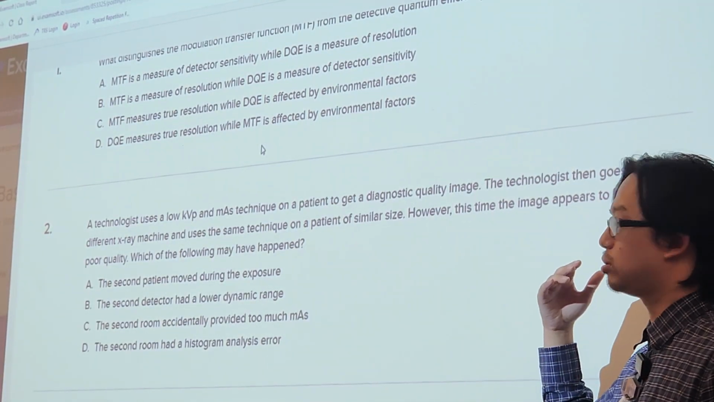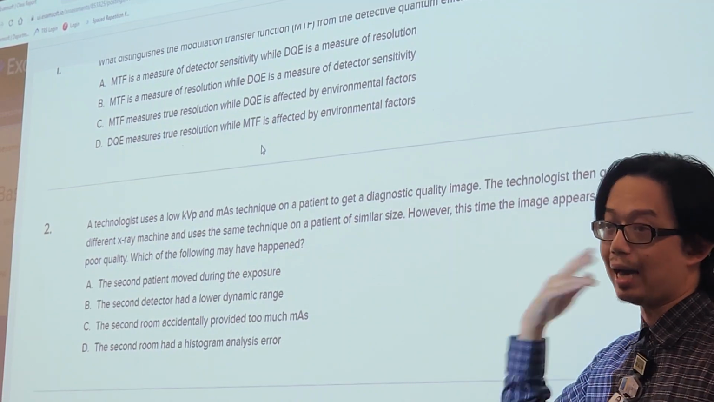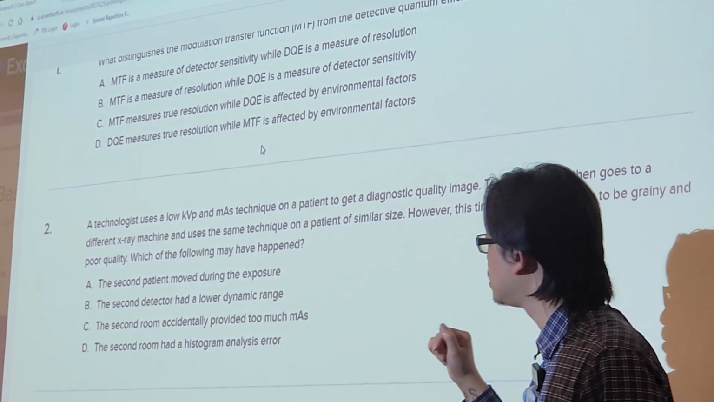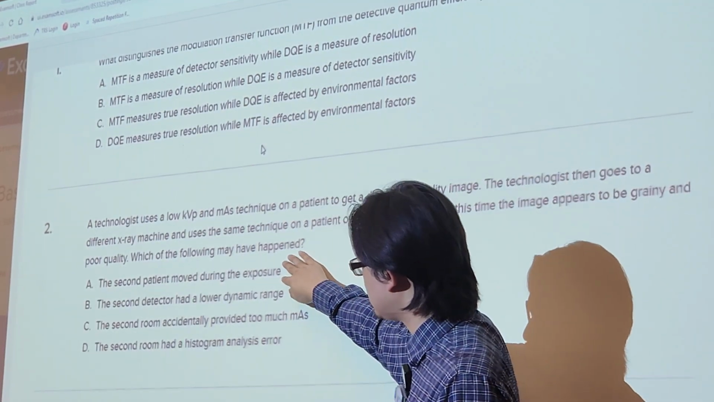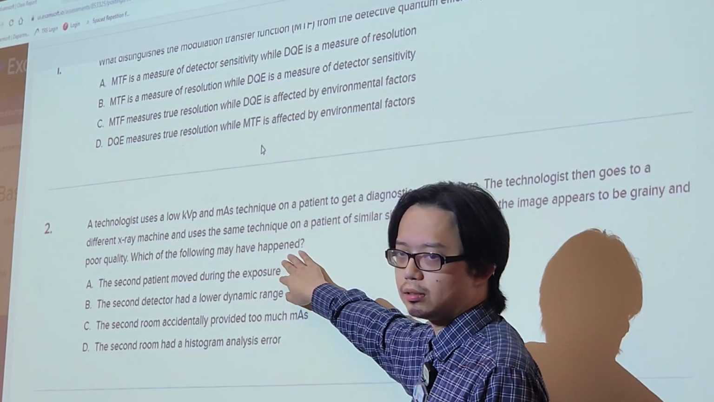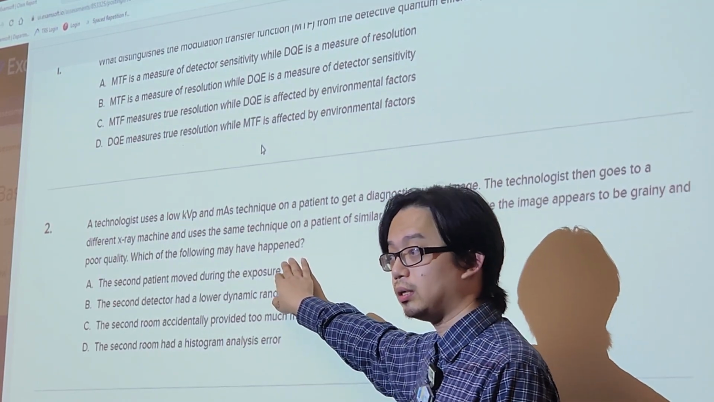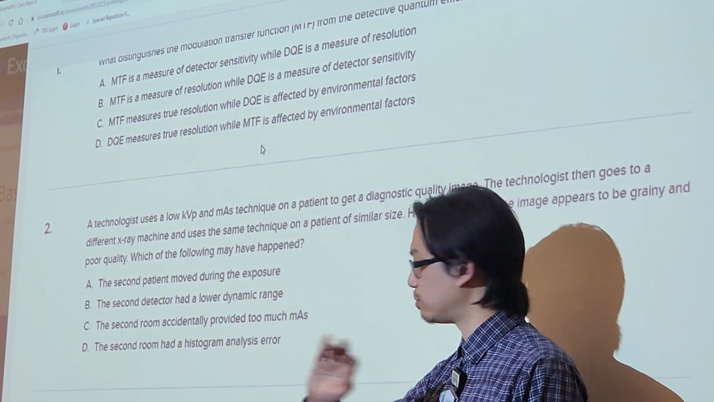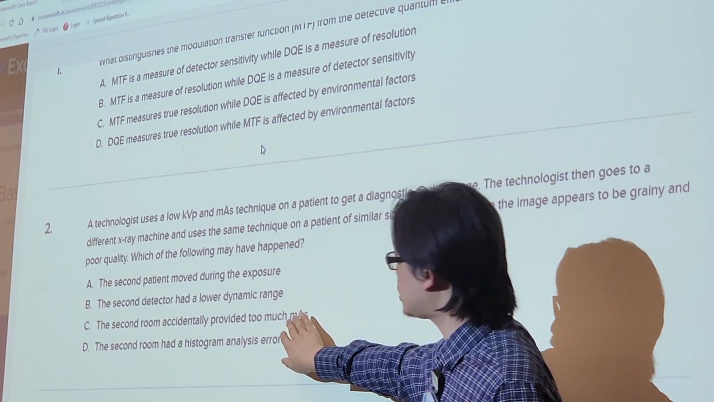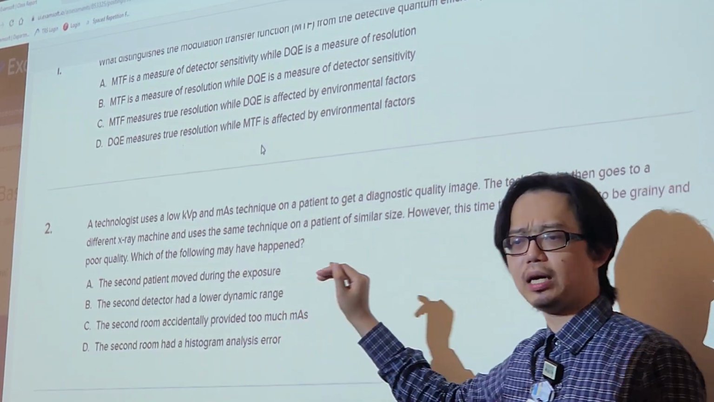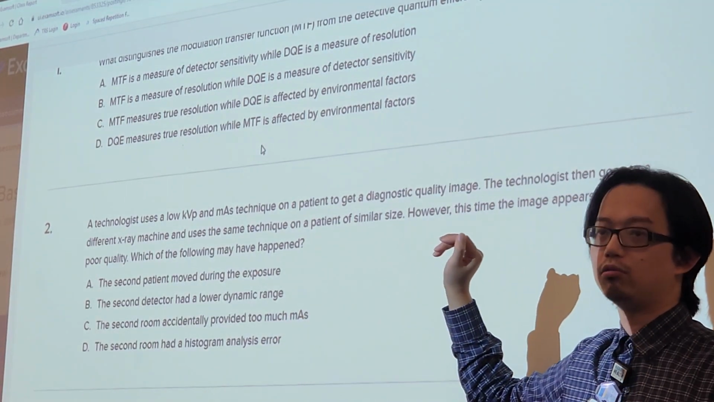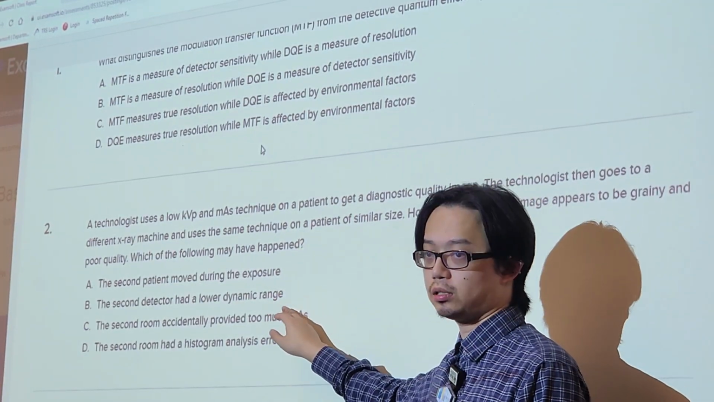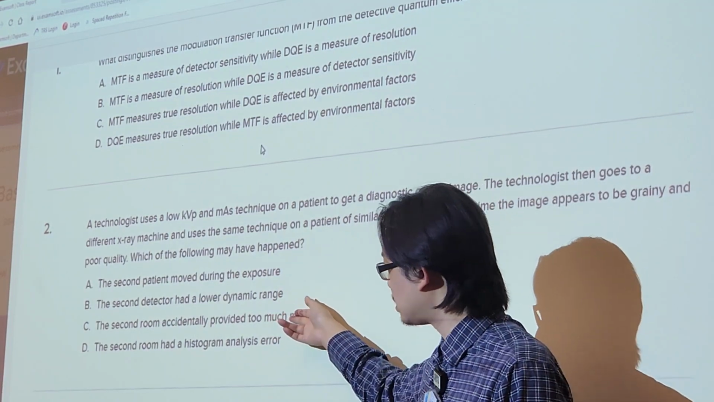Something is happening at the detector, rather than at our KVP and our mass. So, does motion cause quantum noise? No, it doesn't. The most it'll do is cause blurring. It'll cause a loss of spatial resolution, because the image looks smeared since your patient was moving. Okay, too much mass. If there's too much mass, will we have quantum noise? No, it's actually the opposite. Too little mass is what gives us quantum noise. So it can't be C.